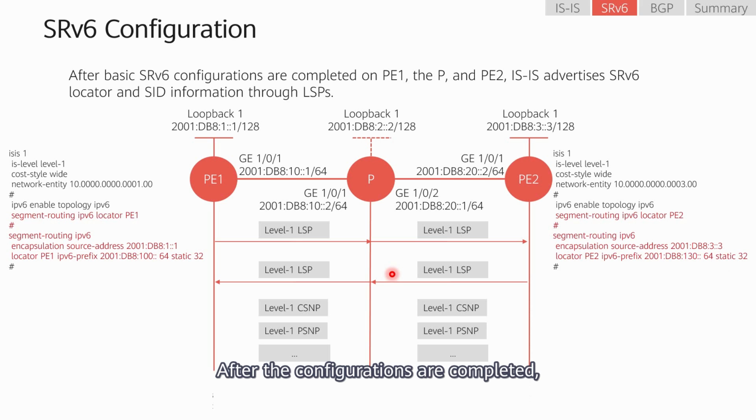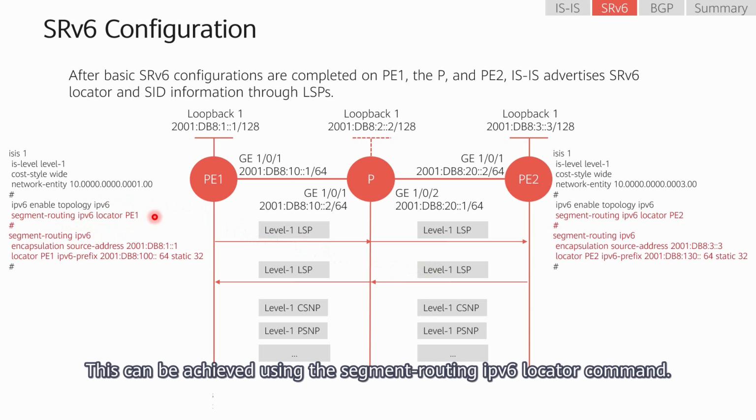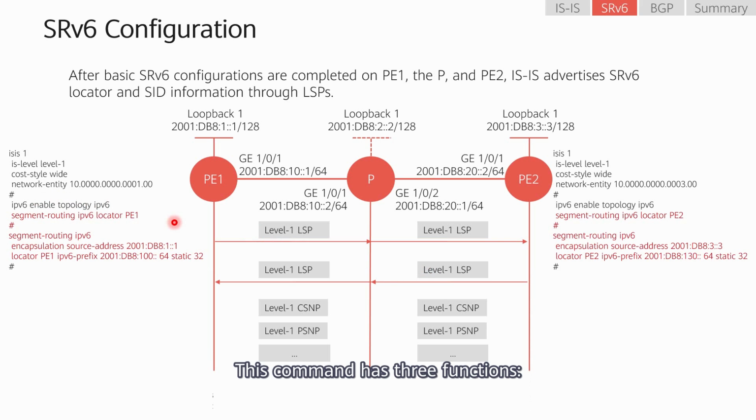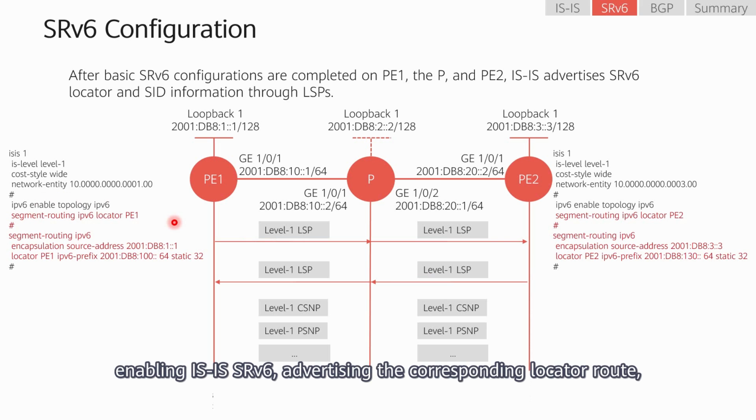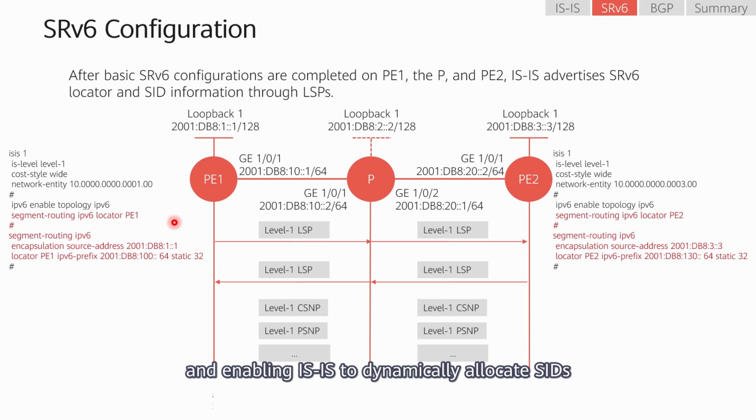After the configurations are completed, IS-IS needs to be used to send SRv6 information. This can be achieved using the segment-routing ipv6 locator command. This command has three functions: enabling IS-IS SRv6, advertising the corresponding locator route, and enabling IS-IS to dynamically allocate SIDs if static SRv6 End or End.X SIDs are not configured.